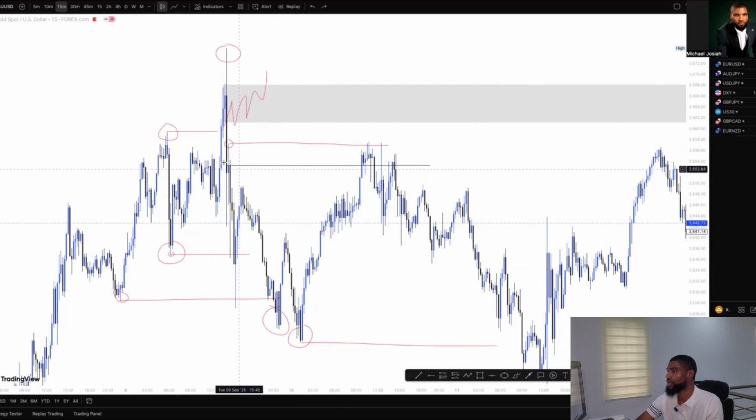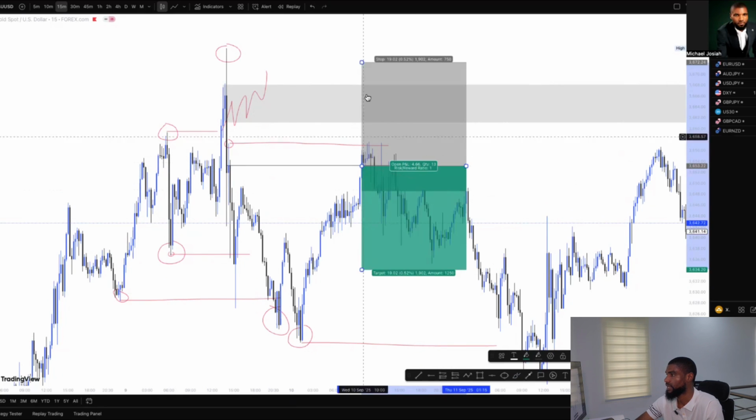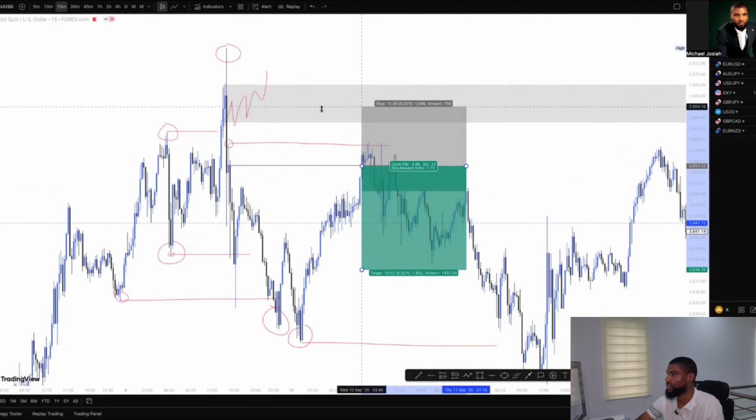So here now, you can either mark your key level and then have your entry point placed here, and then your stop loss just above this high here.